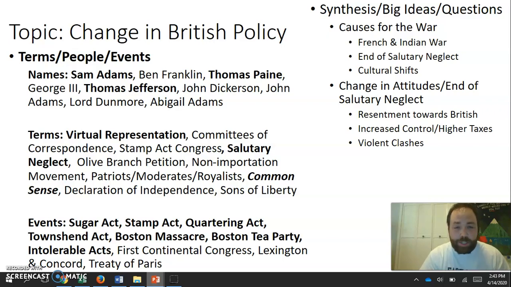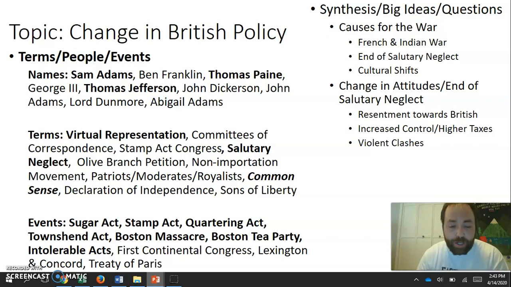That's a kind of a game changer. Other things we can throw in here, just to add on to this change in attitude and to salutary neglect, reasons for the war. Both sides' lack of communication or struggle to communicate. The British telling the colonists, you don't need representation in Parliament, you have virtual representation.